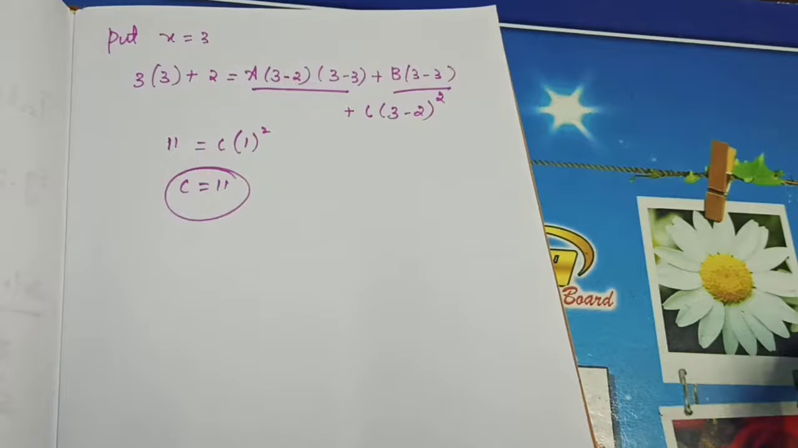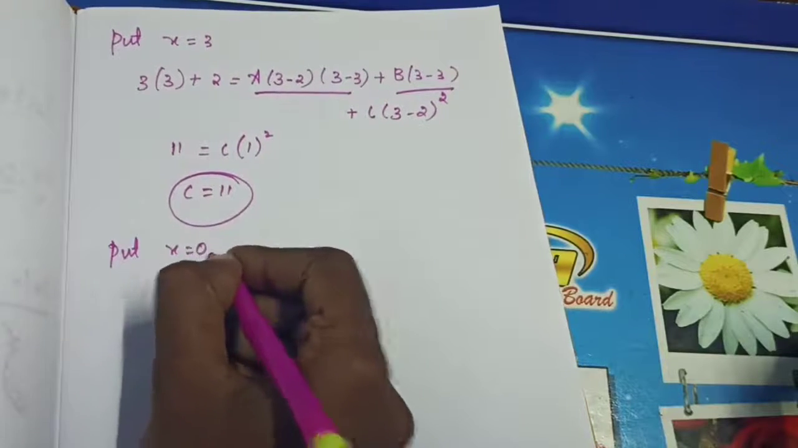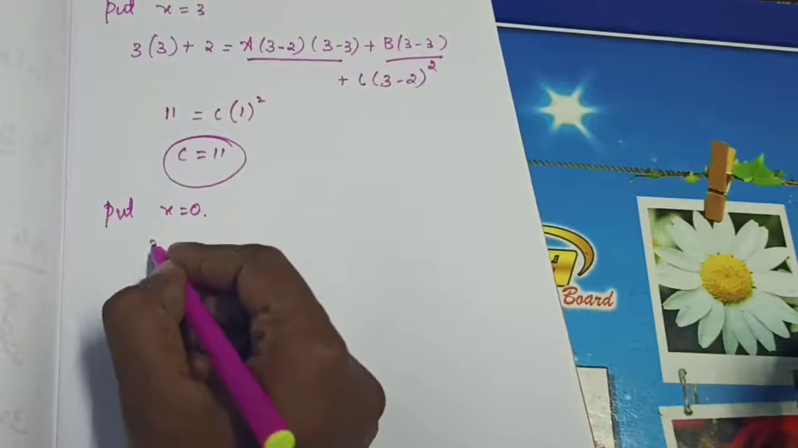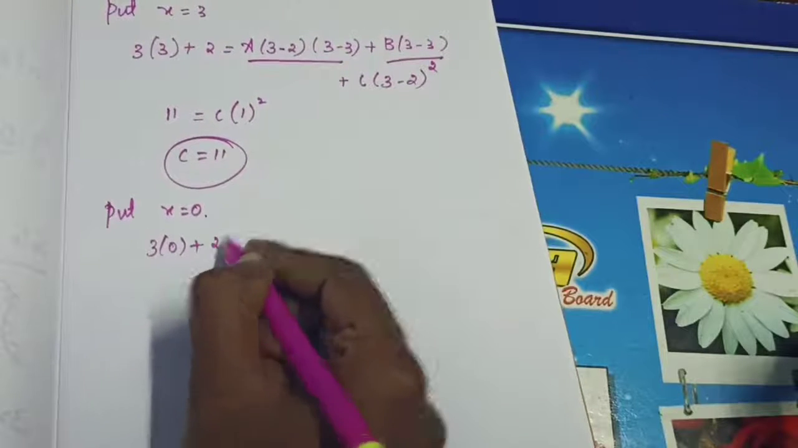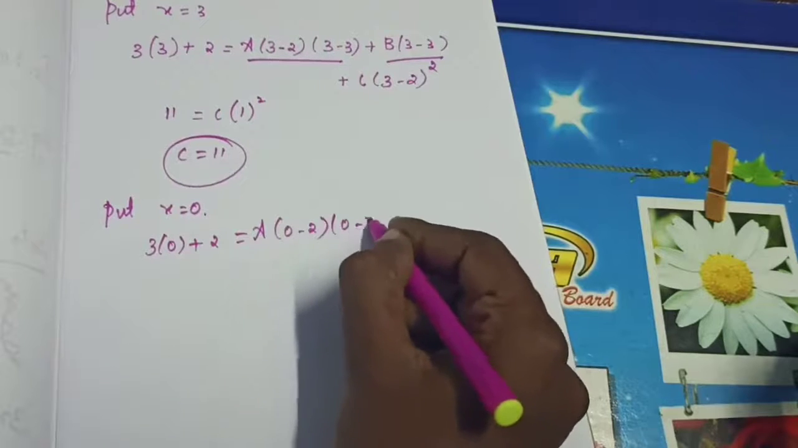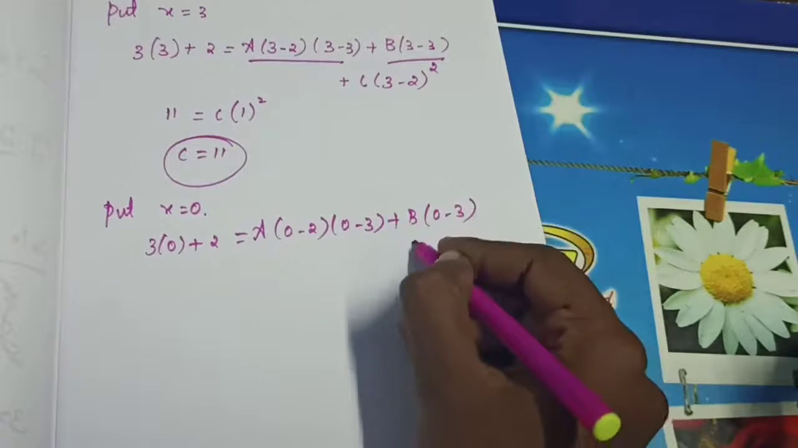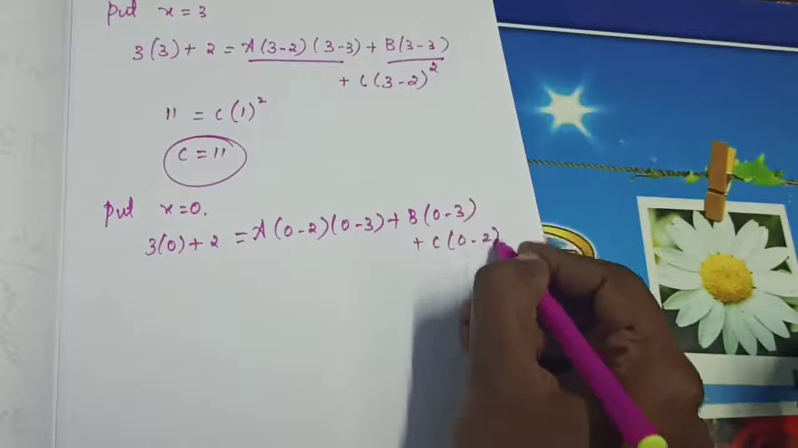A. For that term alone, if you are putting 2 or 3, we can't make that the same as 0. So you can take anything. So I am taking x is equal to 0. Okay. So what will happen? 3 into 0 plus 2 is equal to a into 0 minus 2, 0 minus 3, plus b into 0 minus 3, plus c into 0 minus 2 the whole square.